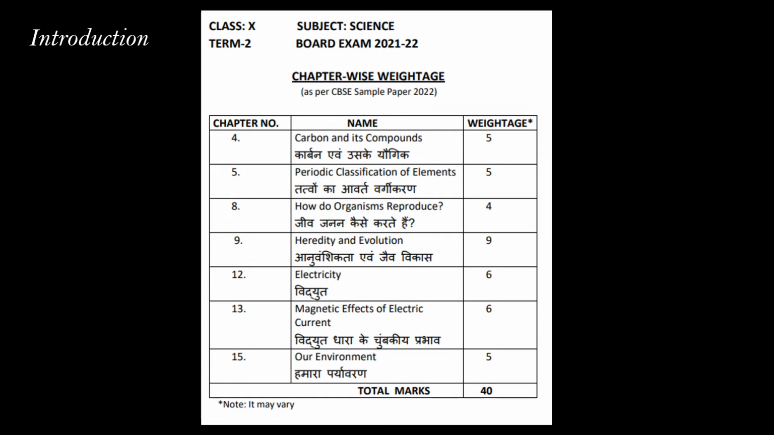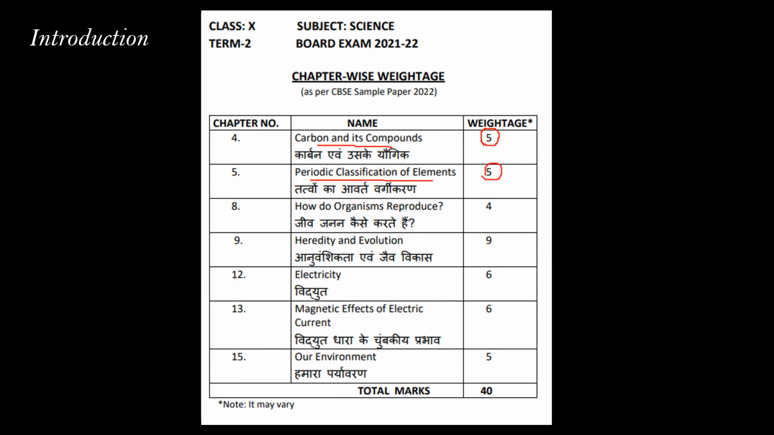So, for this Theme 2, chapter 4 is there, chapter 5, chapter 8, then 9, 12, 13, 15. These are the chapters for Theme 2, and among them 4 and 5 belong to our chemistry: carbon and its compounds, and periodic classification of elements. As per the CBSE sample paper 2022 and the pre-board exam, you can see the weightage from carbon and its compounds is 5 marks, and from periodic classification of elements 5 marks. Same weightage from both.